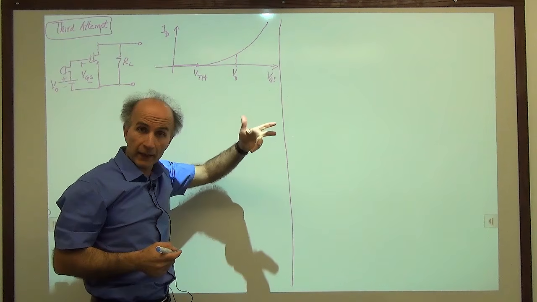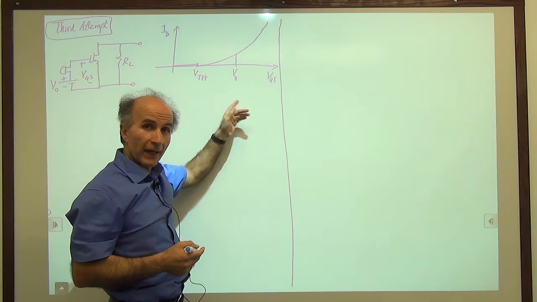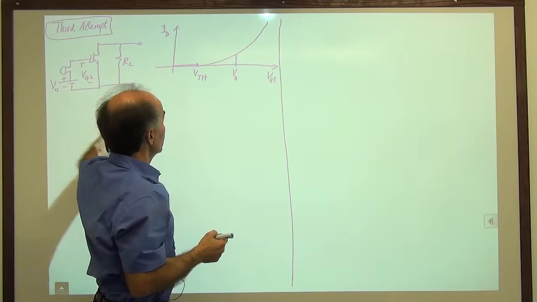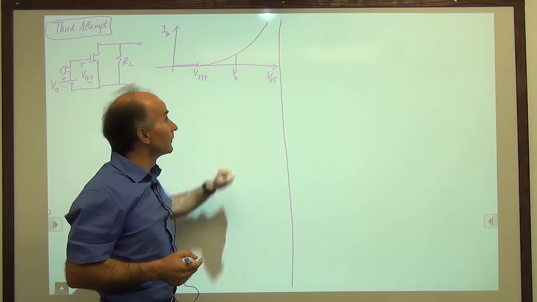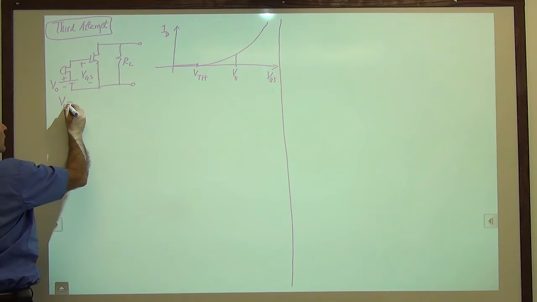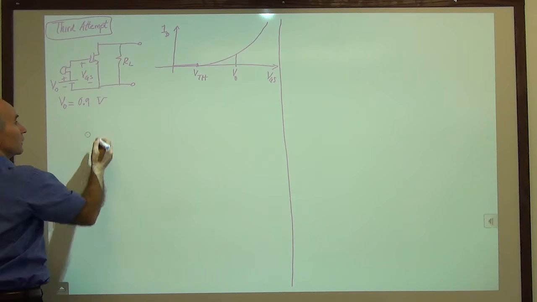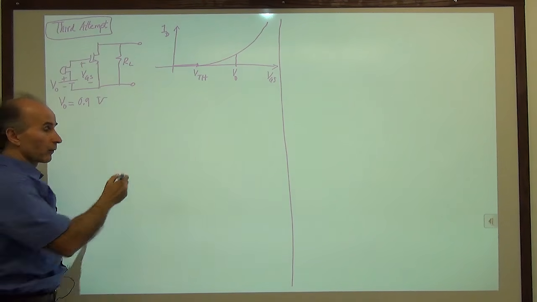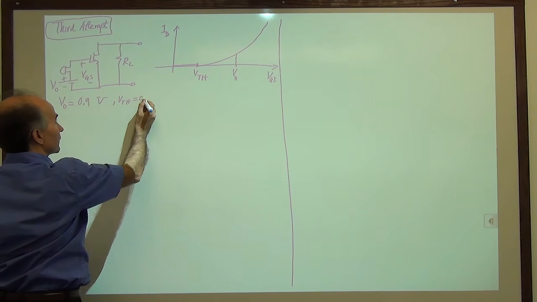Okay, so we can do a quick calculation and see if the situation has improved now that this battery is chosen to be somewhat above the threshold voltage. So as an example, I chose V0 to be 0.9 volts. Remember that the threshold was 0.5 volts. So VTH is 0.5 volts.